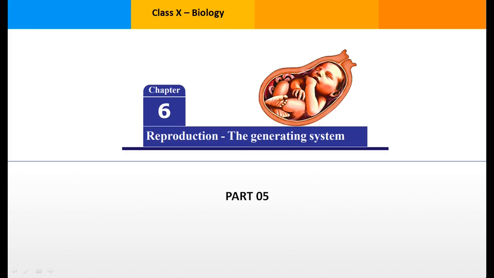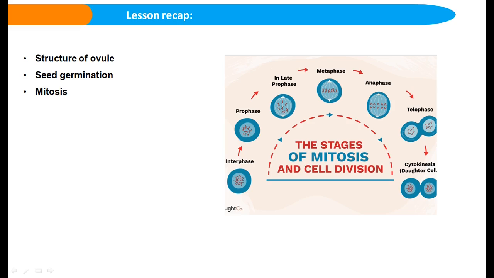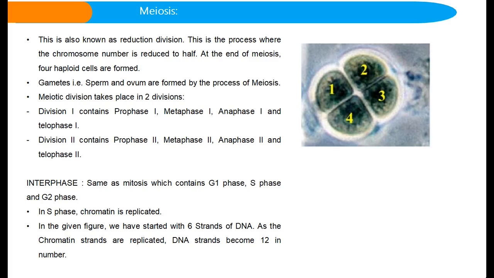Welcome to the fifth session of lesson 6, that is reproduction, the generating system. In our previous session, we have studied about sexual reproduction in plants, in that structure of ovule, seed germination, and the process of mitosis. In today's session, we are studying about meiosis, reproductive health, birth control methods, and fighting against social ills.